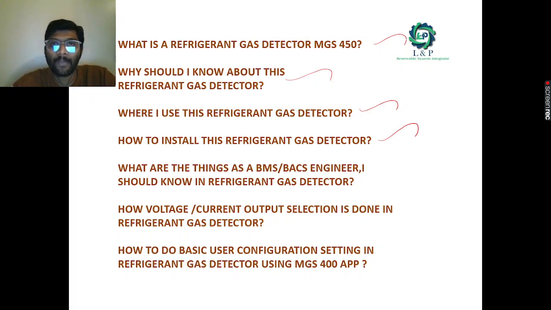Most importantly, this is a device which converts a physical quantity to an electrical output. The electrical output can be in either of two forms, the voltage form or the current form. We will see how to change that, and what the basic user configurations are that you need to do inside the refrigerant gas detector MGS 450.